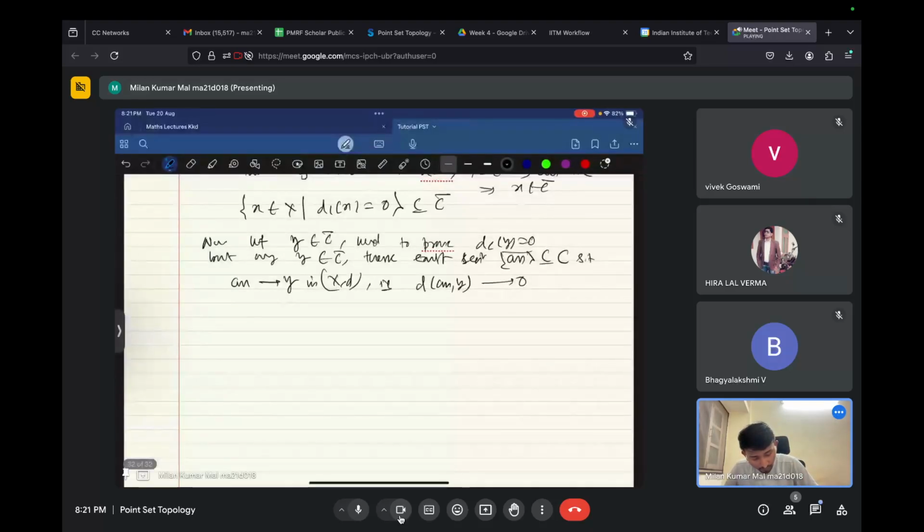Now let me ask, what will be the infimum of d(a, y), with this a coming from C? What will be this infimum? This infimum can't be anything other than 0, because this is positive.